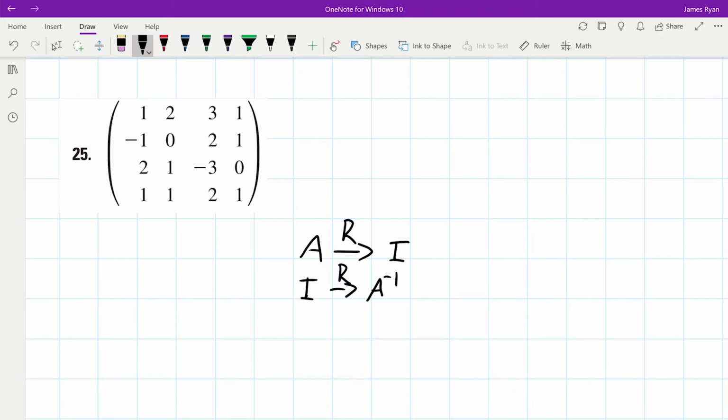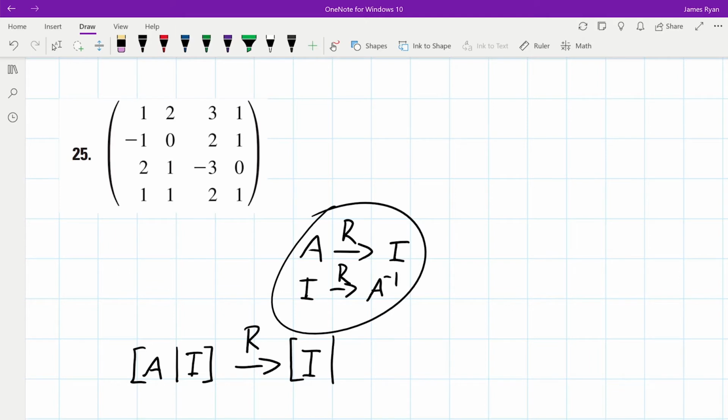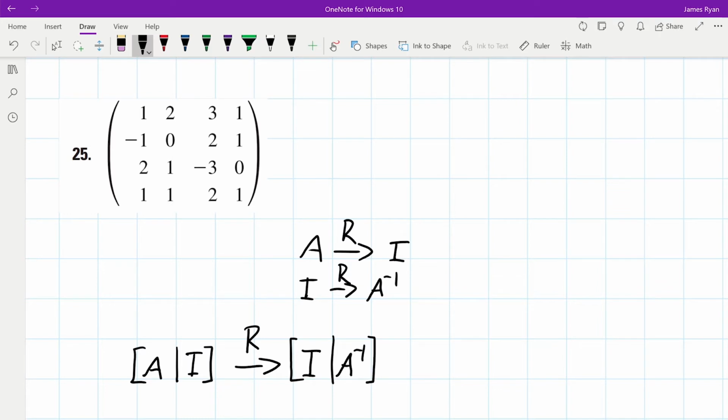So a very easy way to perform the same sequence of row operations on both A and I at the same time is to construct the augmented matrix [A | I], and then perform some sequence of row operations on this augmented matrix. So again, this is R that gives us I on the left side of the augmented matrix. Then, because of this theorem, on the right side of the augmented matrix, we will have A inverse. So let's go ahead and do that.